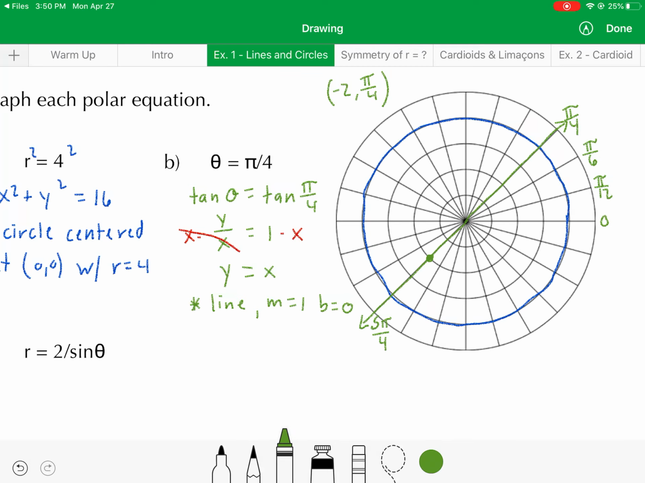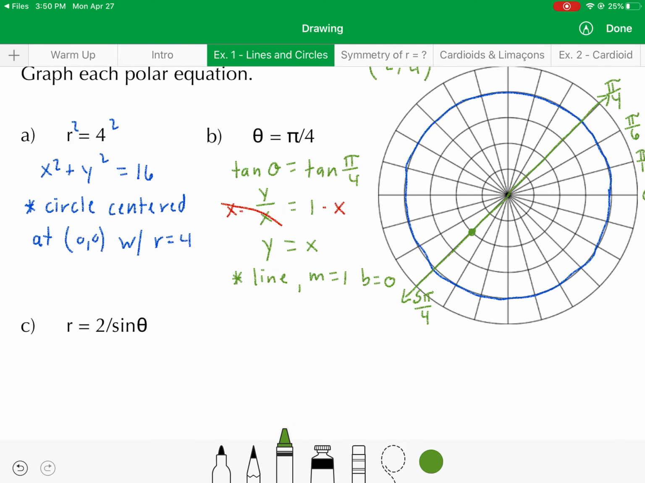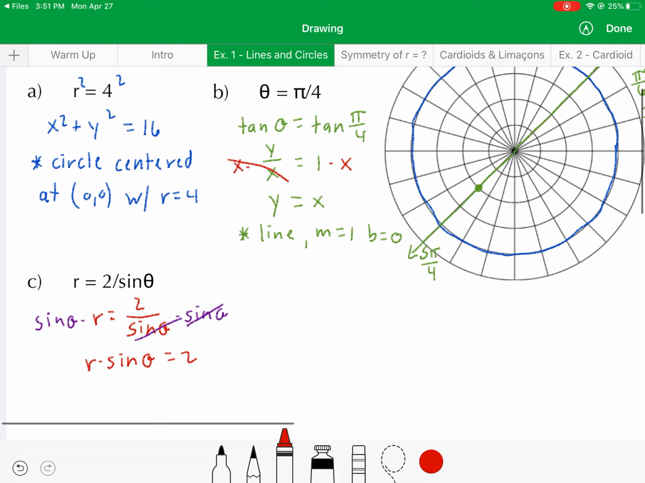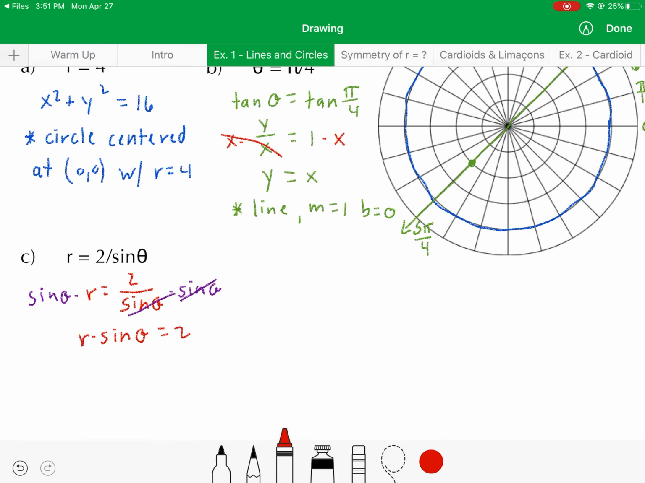Okay. All right. Next, we have r equals 2 over sine of theta. All right, and I'm going to rewrite that like this. And this one's pretty simple to get into rectangular form. Just multiply both sides by sine of theta to clear that fraction there. You end up with r times sine of theta is equal to 2. And we know r sine of theta is the same as y. y equals 2. Okay? Now we're in rectangular form, and we know that represents a horizontal line, right?